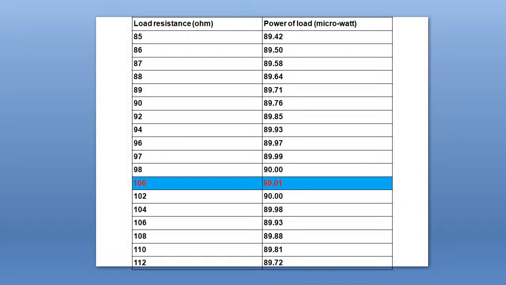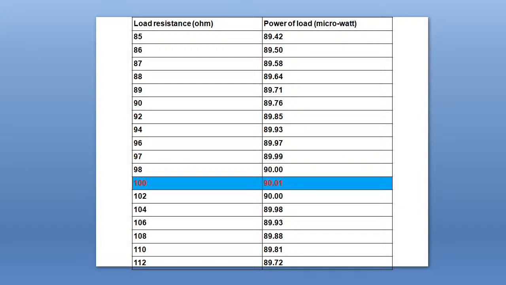So I suggest everyone don't consider this setup. Instead of 100 ohms, consider source resistance 110 ohms or other values. Everyone listen to me carefully. You consider source resistance 110 ohms or 120 ohms. Don't consider source resistance equal to 100 ohms.